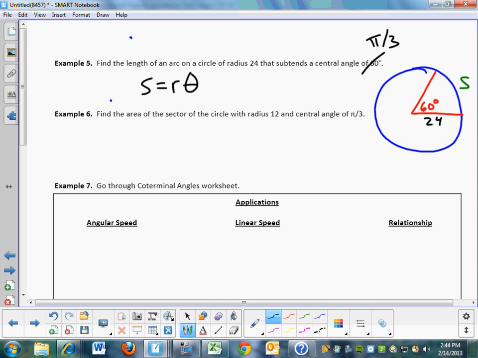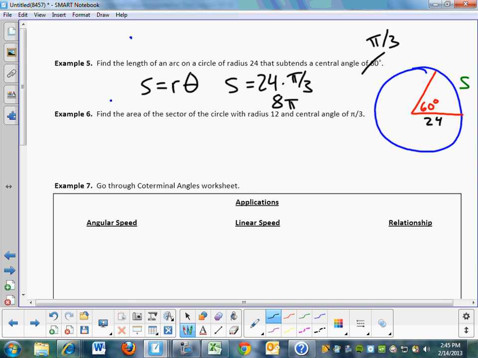All right, here we go. S equals, what's my radius? 24 times pi over 3. What's 24 times pi over 3? 8 pi. So 8 pi is the length of your arc. Simple little formula. That's the answer. Cool.